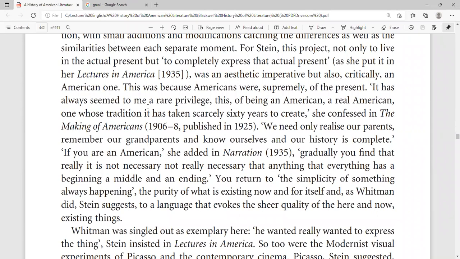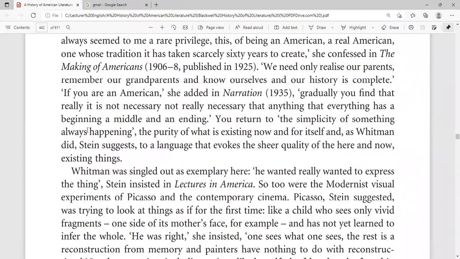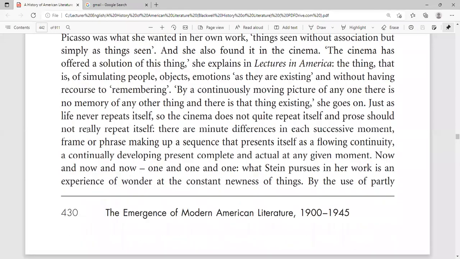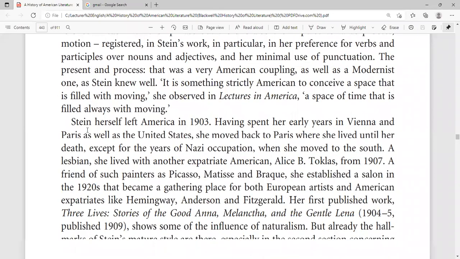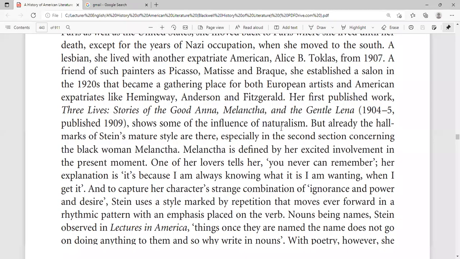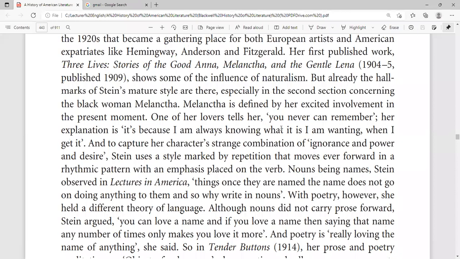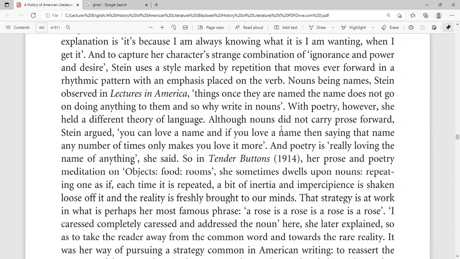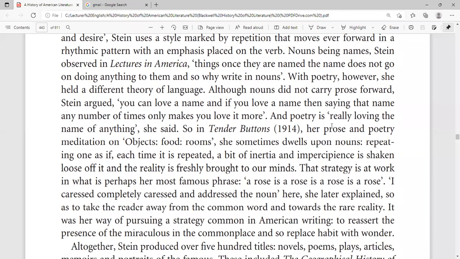She wrote such books like The Lectures in America or The Making of Americans. Her first published work is Three Lives. These are stories of the good Anna, Melanctha, and gentle Lena. That is thought a naturalist work. Another work is Tender Buttons.